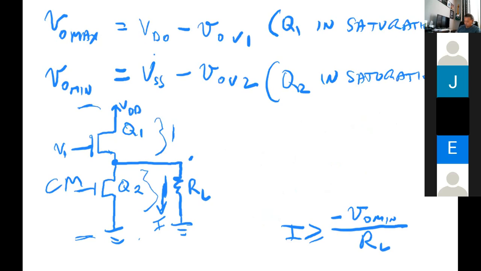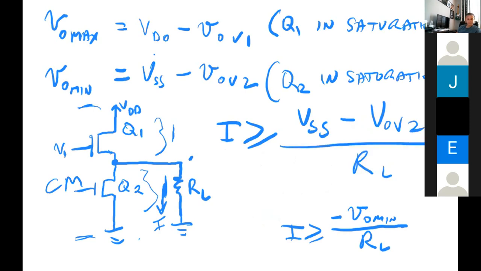So what I mean by that is that I has to be greater than or equal to VSS minus VO divided by RL. So that gives us a boundary on what that current must be. And why is that important? Because that helps us choose Q2. We have to choose a Q2 that can actually pass that current. If we were doing this design in a VLSI approach, that would tell us the actual geometry of Q2.